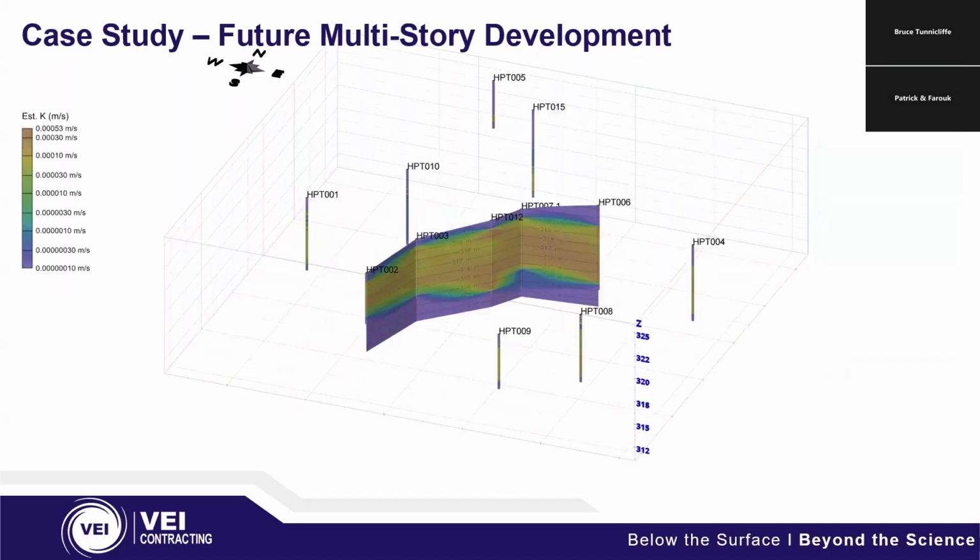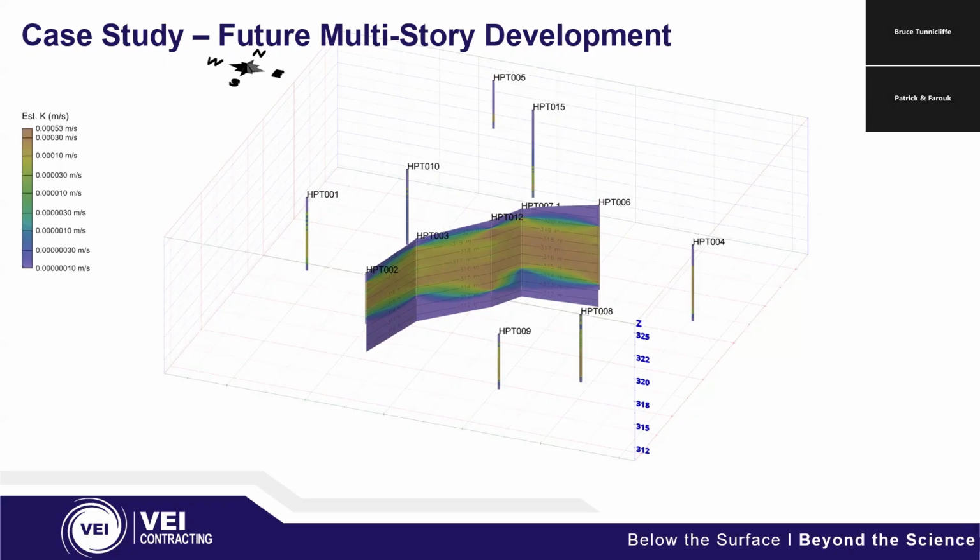So we like to take our data and play with it and try to visualize it in 3 dimensions so that everybody can get a really good sense of what's going on and really explain what's happening in the subsurface. So here we just mapped out all of our HPT data and all of our estimated K data in meters per second and came up with a bunch of fence plots.